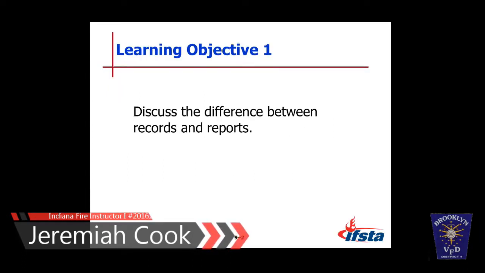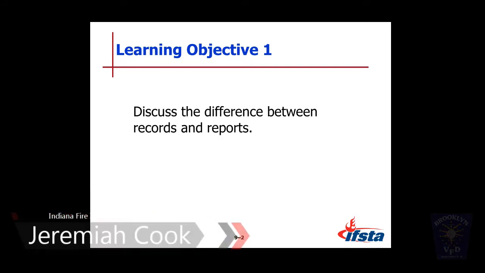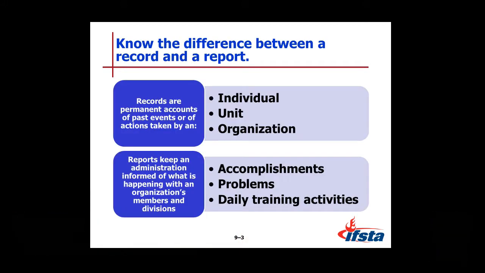Discuss the difference between records and reports. Records are permanent counts of past events or actions taken by an individual, a unit, or an organization. Reports keep an administration informed of what's happening within the organization's members and divisions. It talks about accomplishments, problems, and daily training activities.